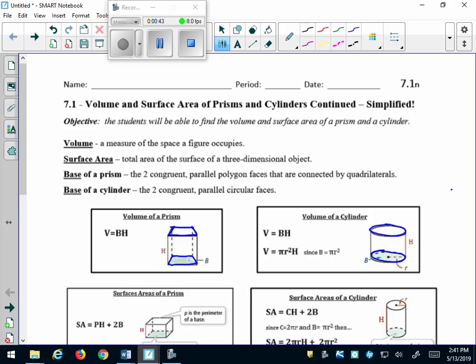Both of these, since they have two bases, really have the same formula for finding surface area and volume. You'll see that volume is the area of the base times the height. So when you think about the area of the base, in this case it's a rectangle, so we would just do length times width and we would get the area. That tells you how many square units would fit across the bottom of this prism.